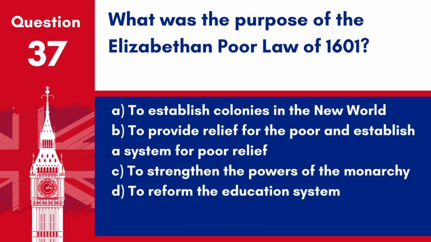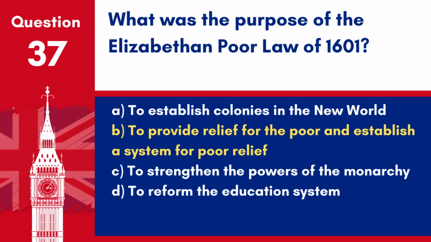Question 37. What was the purpose of the Elizabethan Poor Law of 1601? A. To establish colonies in the New World. B. To provide relief for the poor and establish a system for poor relief. C. To strengthen the powers of the monarchy. D. To reform the education system.